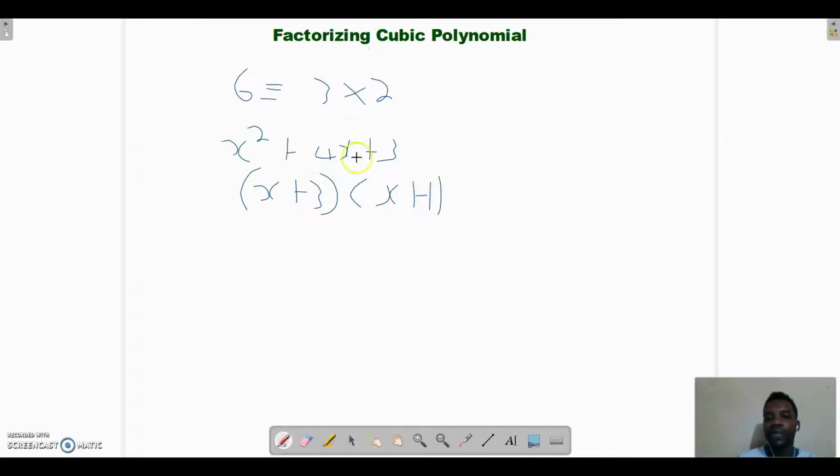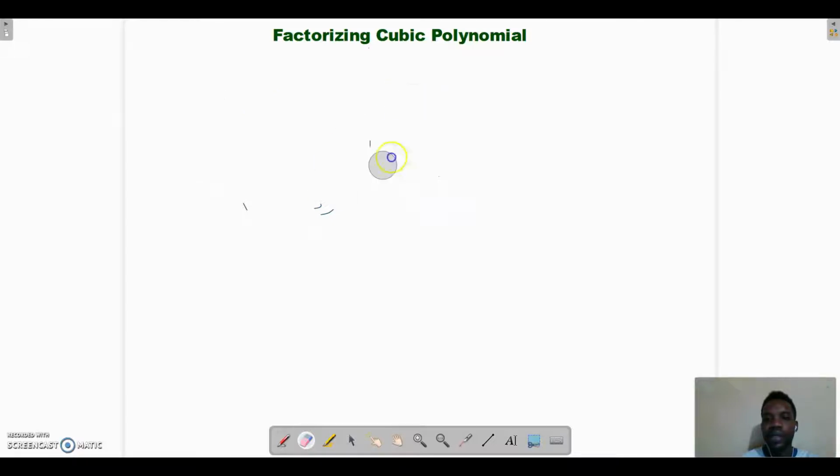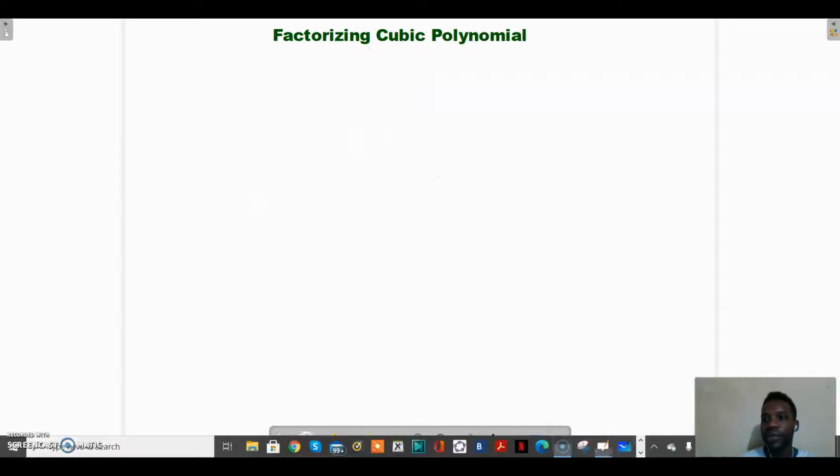And the fact that this is a quadratic, or we can also call it a second degree polynomial, we do expect to get two linear factors, which are x plus 1 and x plus 3. So if we were to take a cubic polynomial, where the highest power or the degree of the polynomial is 3, we would expect to get 3 factors. Alright, and let us get right into it.